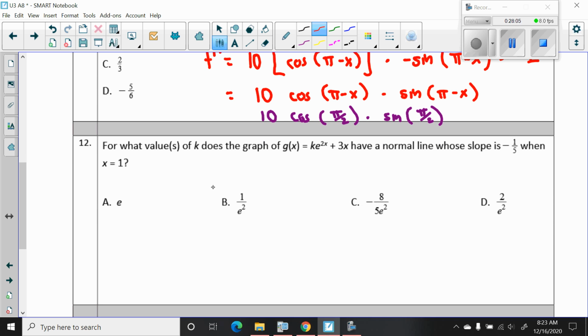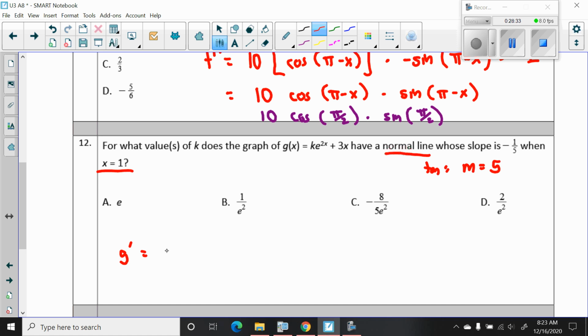For what values of k does the graph have a normal line whose slope... Okay, so find the derivative. If we're saying normal line, then that means the tangent line is going to be the opposite reciprocal. So I would flip it, make it a lot easier. Just put the derivative equal to 5 when x is 1. All right. So key here, another one, x is 1. So let's find the derivative.